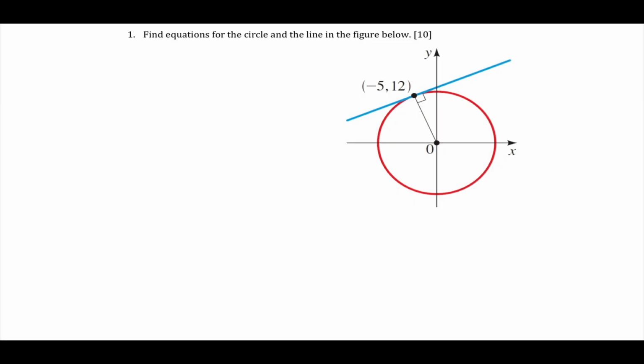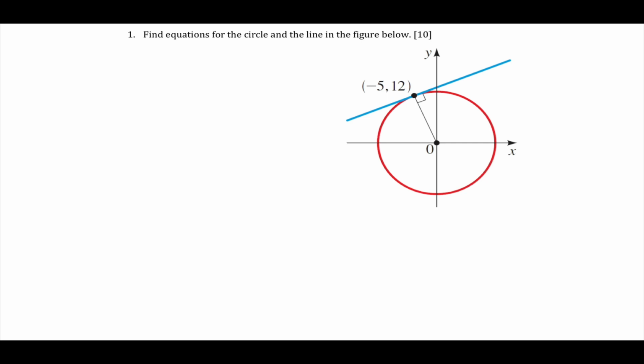So here was an interesting problem I gave recently on a PreCalc quiz. It says, find equations for the circle, that's this red circle here, and the line in the figure. So this tangent line, this blue line, is, I guess it's a segment technically, but we want to find the equation for that line. So step one. Let's find the equation of this circle.